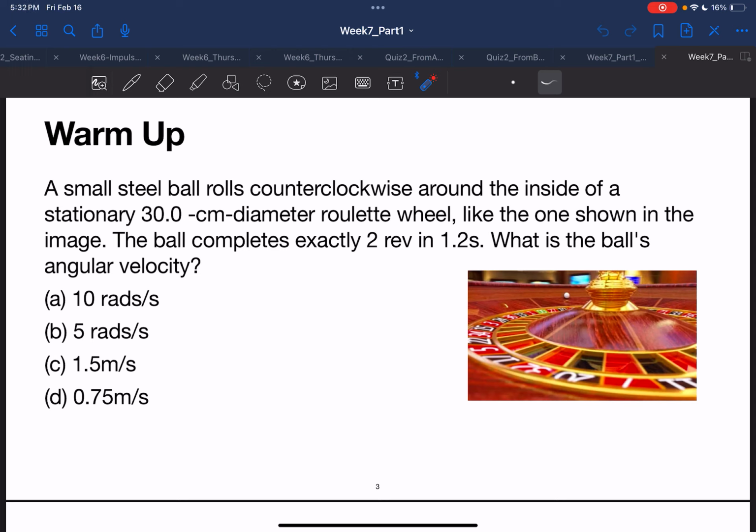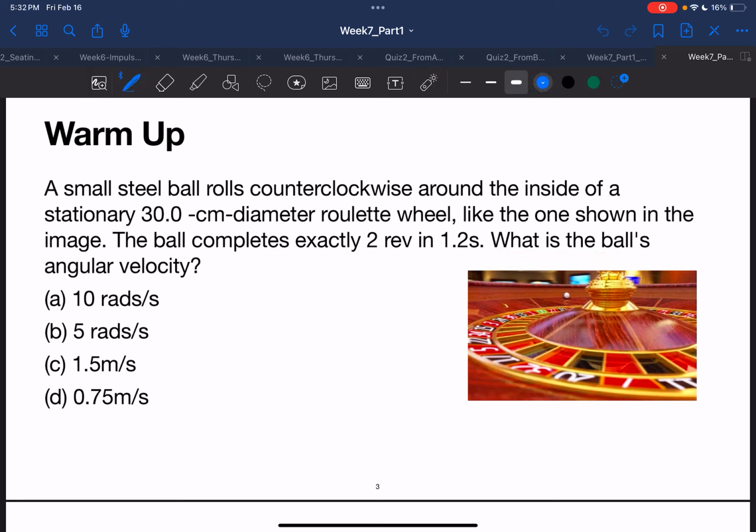Okay, so the question asks, a small steel ball rolls counterclockwise around the inside of a stationary 30 centimeter diameter roulette wheel like the one shown in the image. The ball completes exactly 2 revolutions in 1.2 seconds. What's the ball's angular velocity?